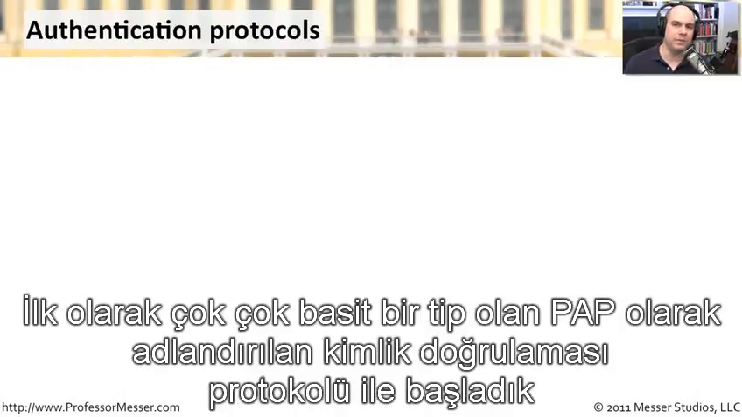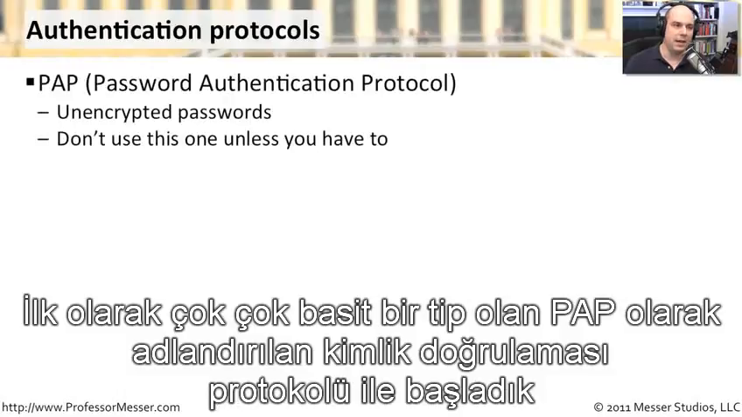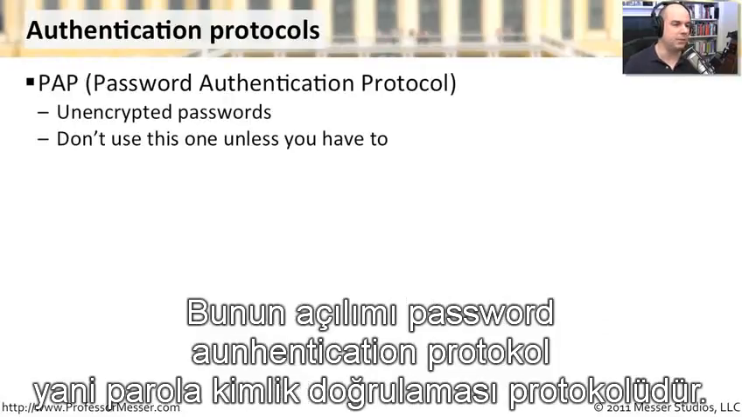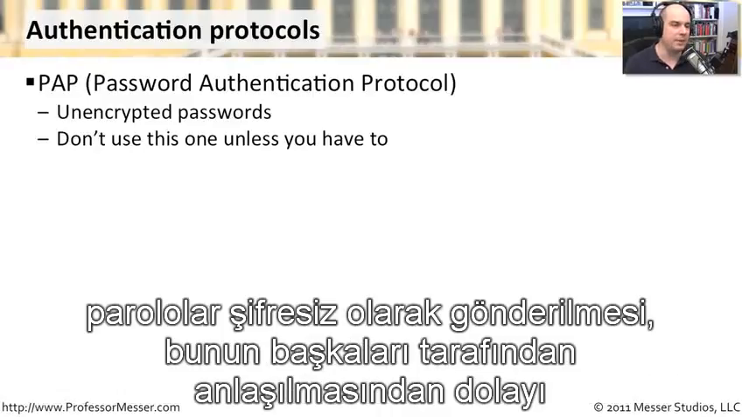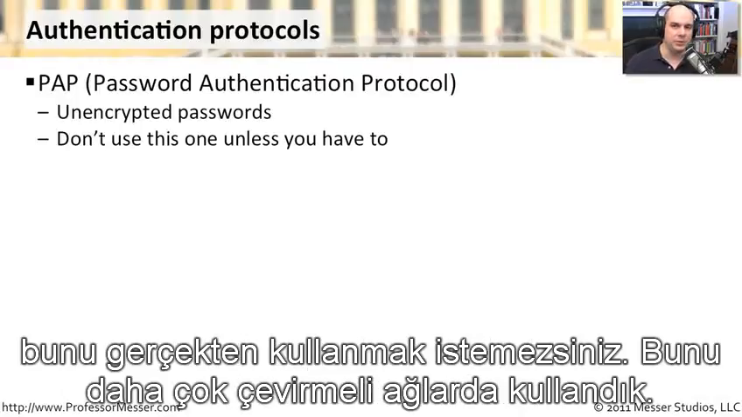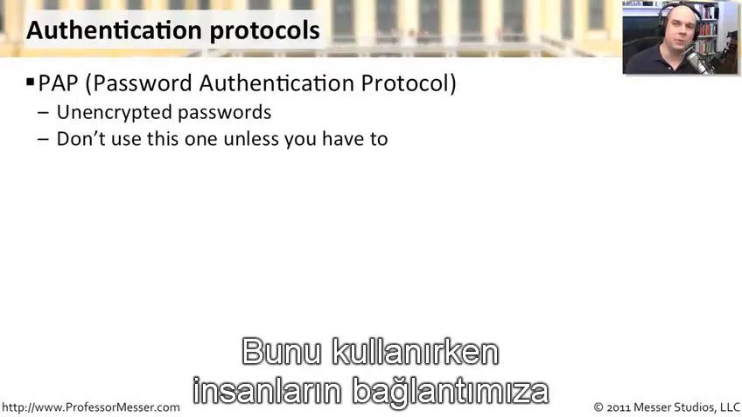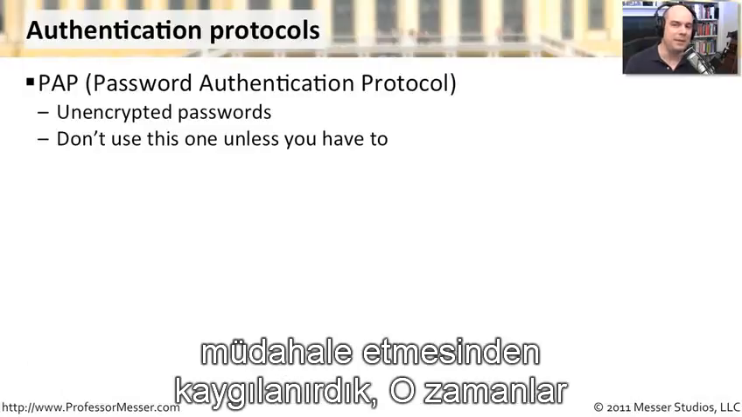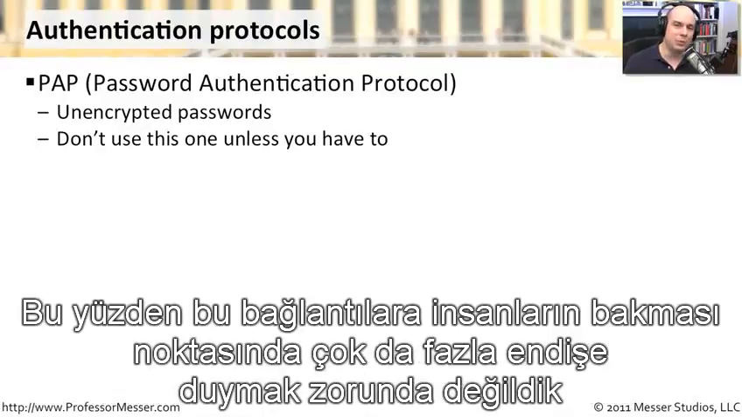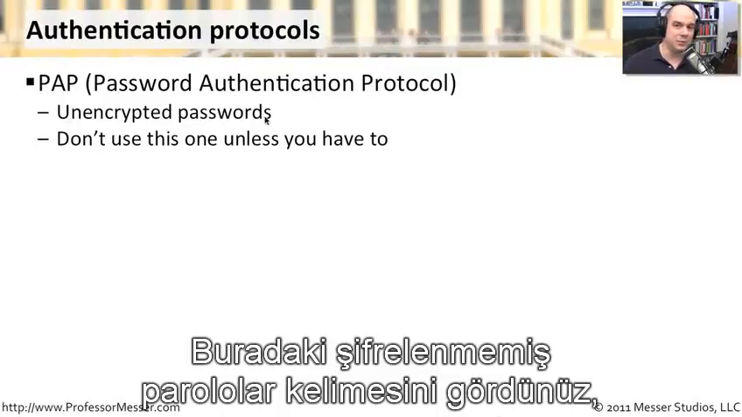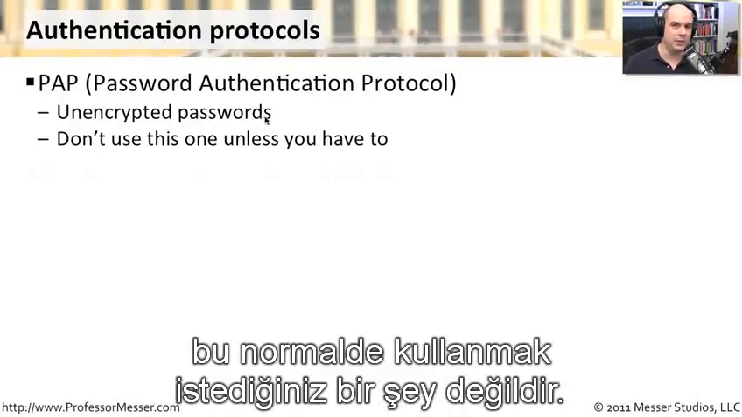We first started with a very, very simple type of authentication protocol called PAP, which stands for Password Authentication Protocol. It sends passwords in the clear down a connection. When you're setting up connectivity, you really don't want to use this. We used this a lot when we had dial-up links, and we weren't really concerned about people tapping into our connection, because at that time there really was no World Wide Web. There was no internet to choose from, so we didn't have to worry so much about people looking into those links. Obviously, you see the words unencrypted passwords. It's not something that you would normally want to use.